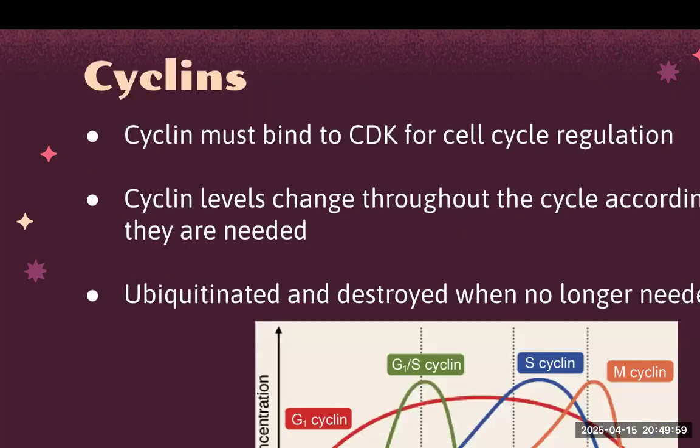Okay, cyclins. Cyclins must bind to CDK for cell cycle regulation. Remember, CDK is the main cell cycle regulator. It's the big guns, the mafia boss. Cyclin levels change throughout the cycle and according to when they are needed. What a convenient system, right? So CDK doesn't know what to do until the cyclin is set, because it's cyclin dependent. So you can see there's a lot more G1 cyclin, spikes here as cyclin corresponds to each one, and it goes down at a certain point because CDK is cyclin dependent.